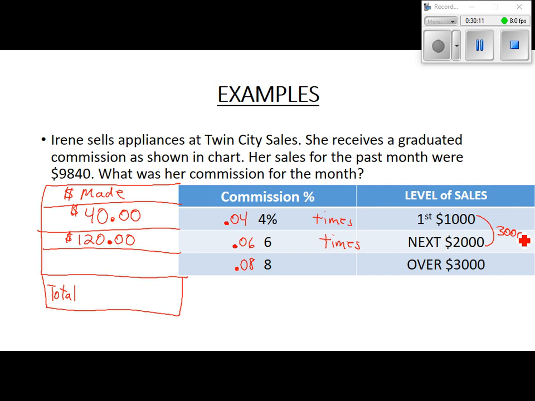How'd you come up with that? Can you take the 3,000 and subtract it from the 9,840 that she sold? Subtract 9,840, how much she sold, minus what they've already paid her for. They're not gonna pay her for that stuff again. Does that make sense? So they still owe her money on how much of her sales? 6,840. So now we're gonna take 6,840 times the 0.08.